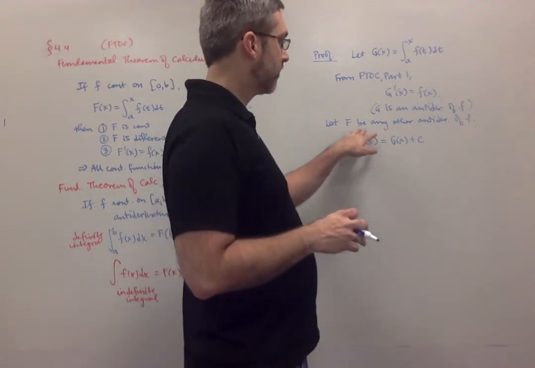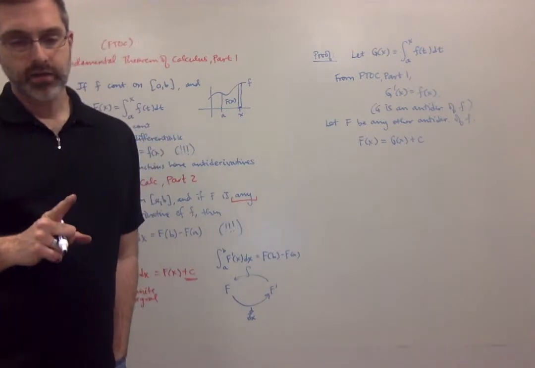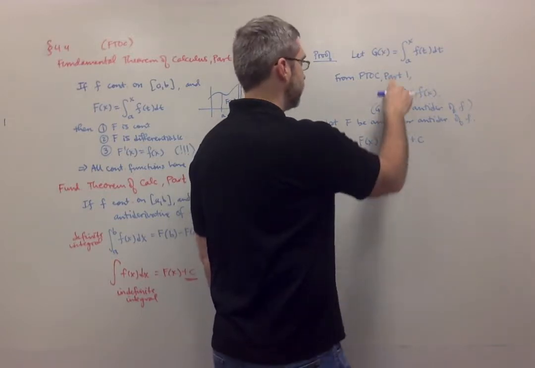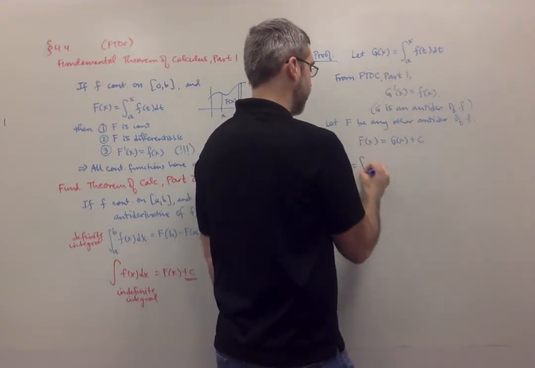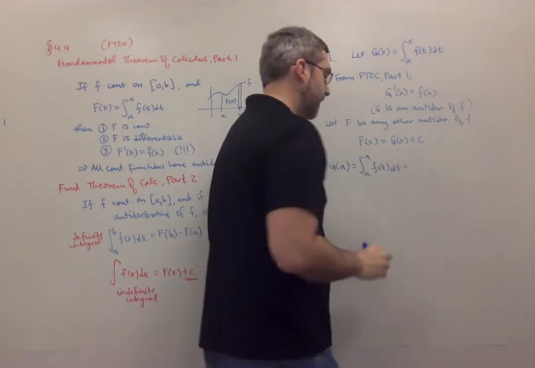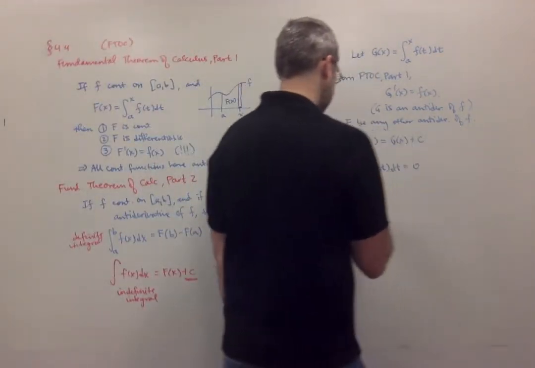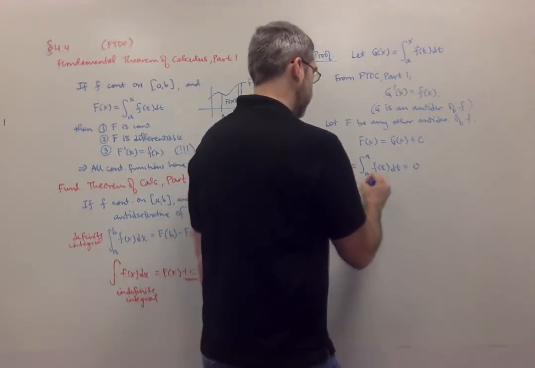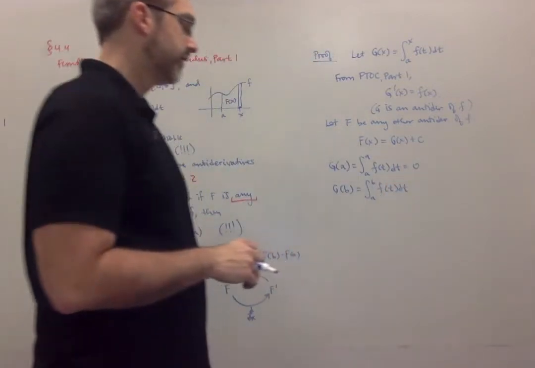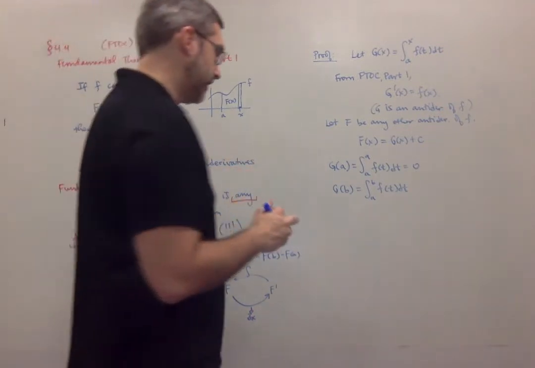So we know that any other antiderivative is going to be this thing plus a constant. Now I want you to notice something. Let's try plugging A into this function and see what happens. We get the area from A to A under this function. And what is the area from A to A? That's just 0, right? Okay, well, what happens when I plug in B? If I plug in B, I get the area from A to B.